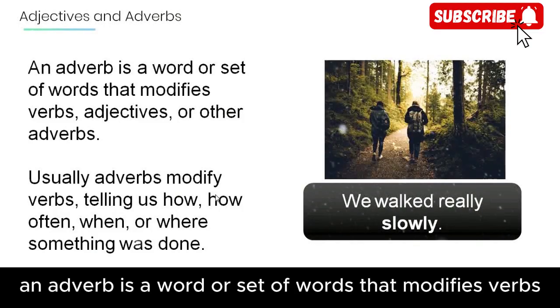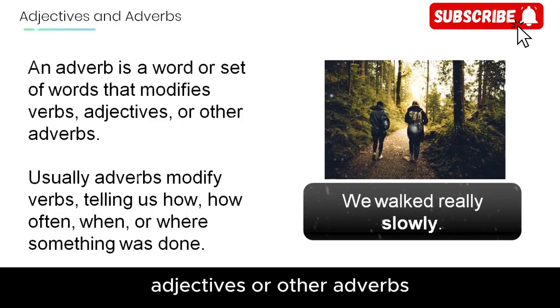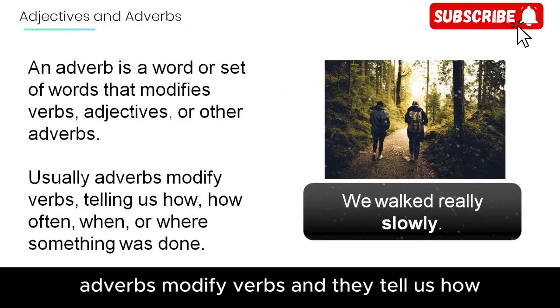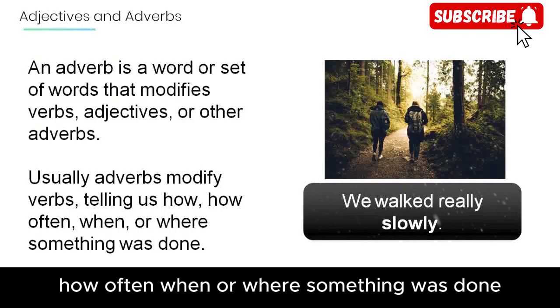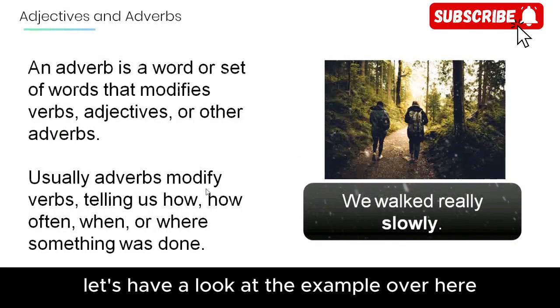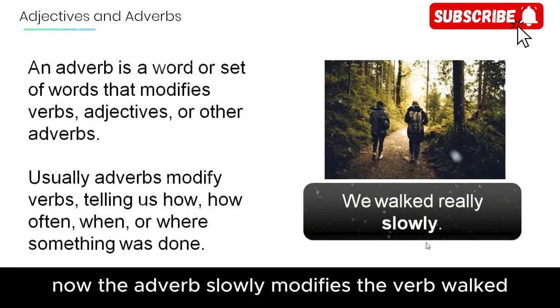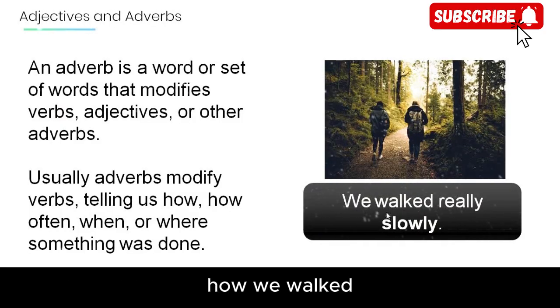On the other hand, an adverb is a word or set of words that modifies verbs, adjectives, or other adverbs. Remember that usually adverbs modify verbs, and they tell us how often, when, or where something was done. Let's have a look at the example over here. We walked really slowly. Now the adverb slowly modifies the verb walked. How we walked.